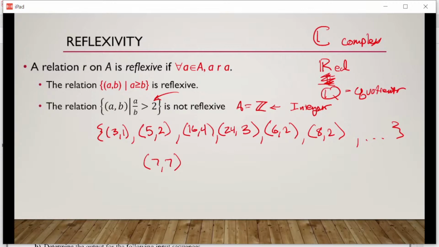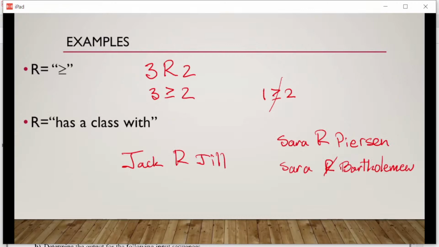Let's go back to our relations that we already have here. Go back to this one. Greater than or equal to, I think we all can figure out that that is reflexive. What about has a class with? Is that reflexive? For example, if Jack is related to Jill, is Jill related to Jack? Yes? Why is that? How do you know for sure? I mean, they have the class together. Okay, yeah. That's exactly right.